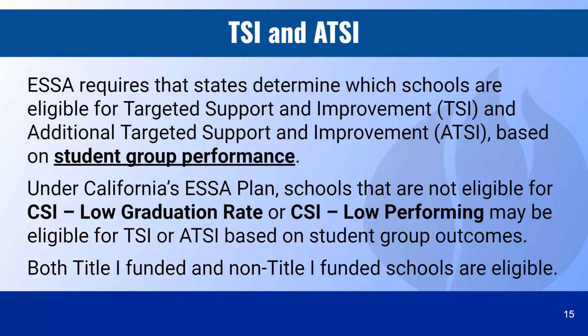Schools identified for TSI or ATSI is based on student group outcomes on the dashboard. Under California's ESSA state plan, schools that are not eligible for CSI may be eligible for TSI or ATSI based on their student group outcomes. Both Title I funded and non-Title I funded schools are eligible, which means that any school in California can be identified if they have student group data on the dashboard.